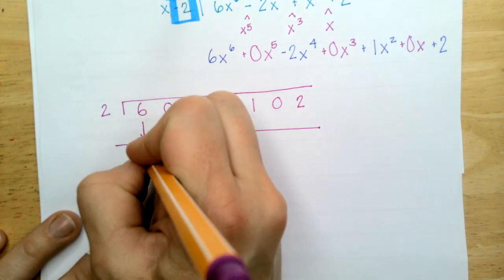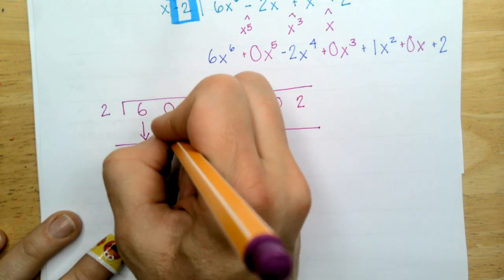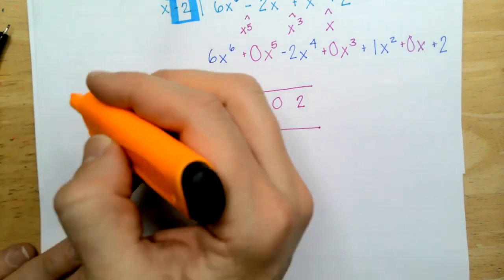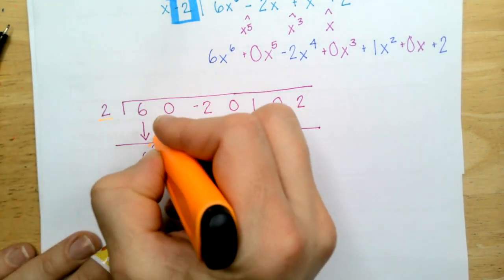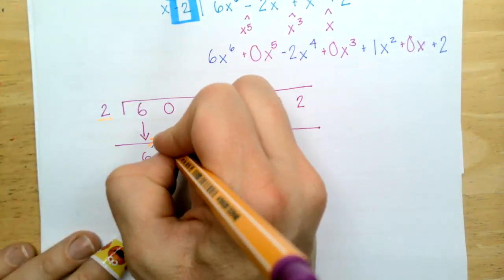Bring it straight down. Six times two is 12. So here we just multiplied by two. We got 12. Zero and 12 remains 12.